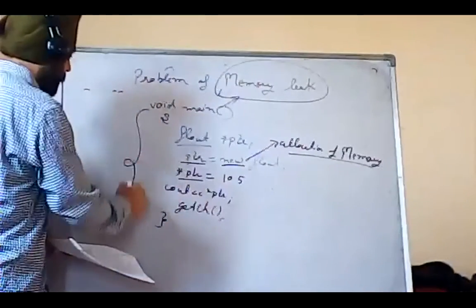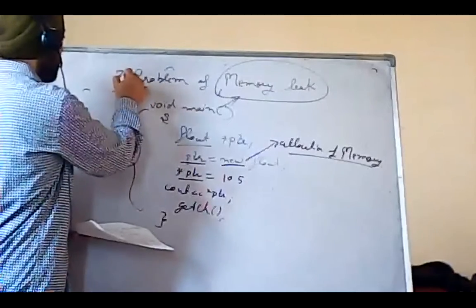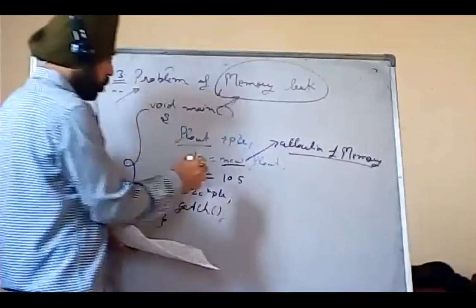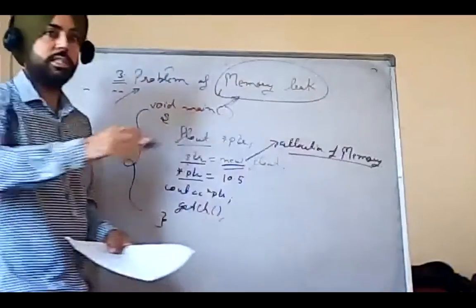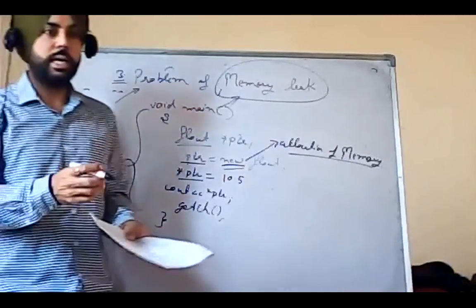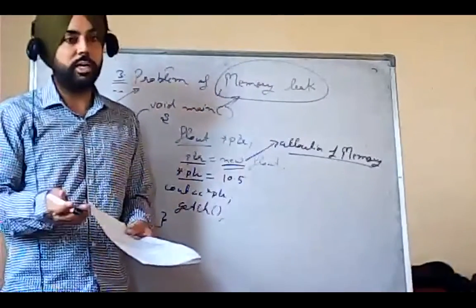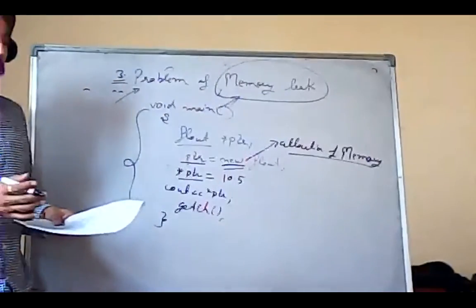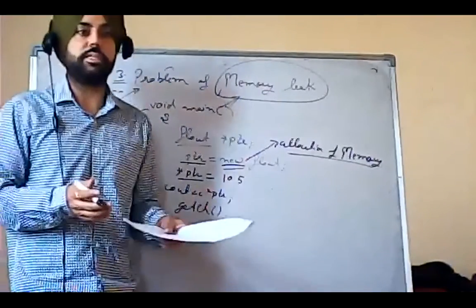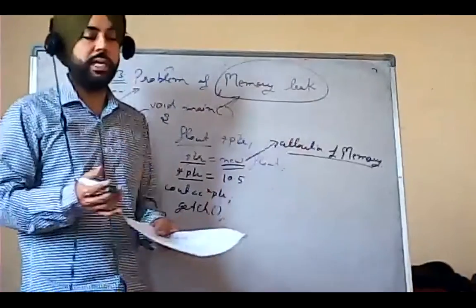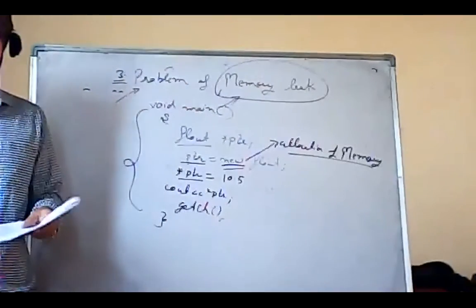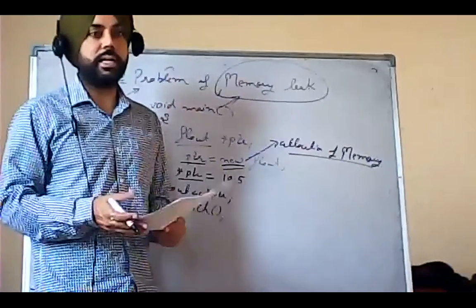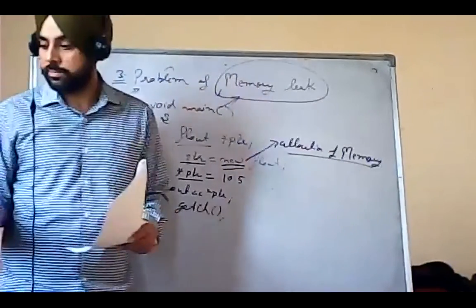So this is a program related to our third problem, that is memory leak. In this case, we use the new operator, but we forget to use our second operator, that is the delete operator. So that is why we can say that it is a memory leak, or the wastage of memory. We assign the memory to the particular variable, but we forgot to use our second operator, that is the delete operator.